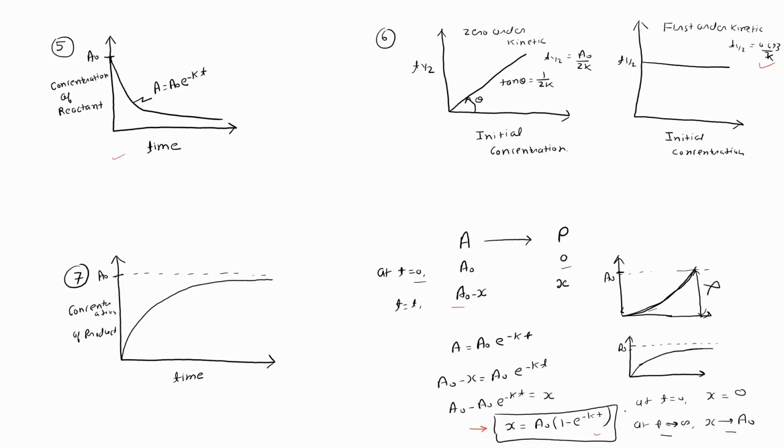So to make a graph, at t equal to 0, x is 0, and at t equal to infinity, x tends to a naught. So the graph should be like this. Initially the slope is high, then the slope is decreasing. This is the graph for product concentration.